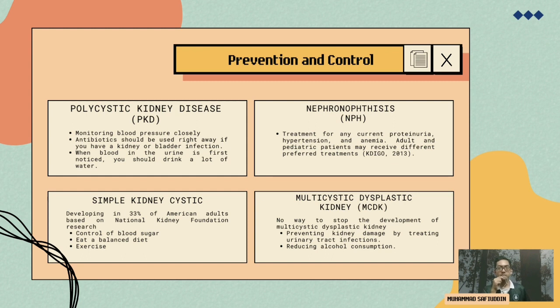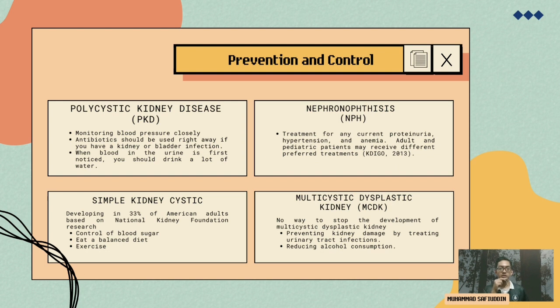Firstly, polycystic kidney disease, or PKD. According to current research, further studies are required by researchers before medicine for the disease may be used on patients. However, many supportive treatments can be used in the meantime to help patients with PKD manage their symptoms. This consists of monitoring blood pressure closely, avoiding any beverage with caffeine, and using antibiotics right away if you have a kidney or bladder infection.